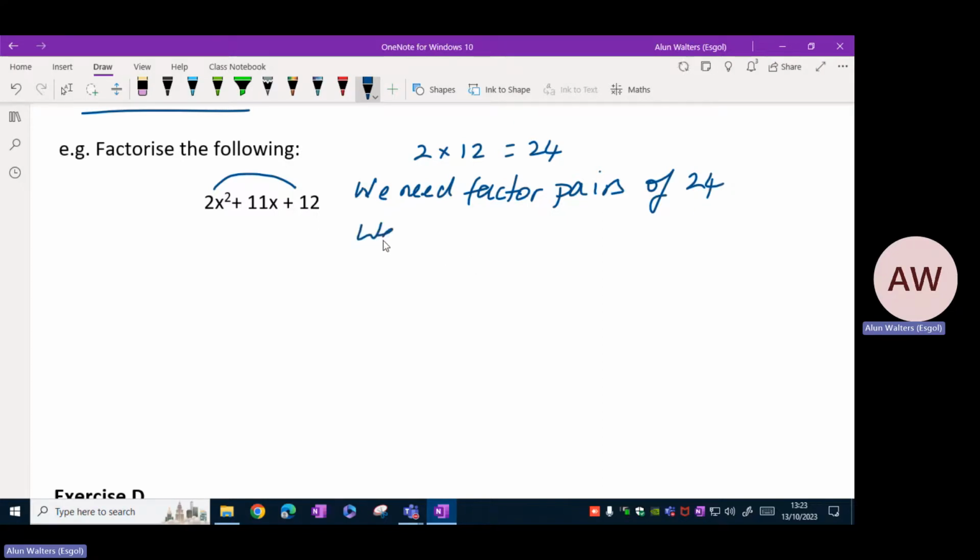And then we need a total of 11, this middle value. So you multiply the 2 by the 12 to give you 24. We will need factor pairs of 24, and we find the total. We need the factor pair that totals to give us 11.